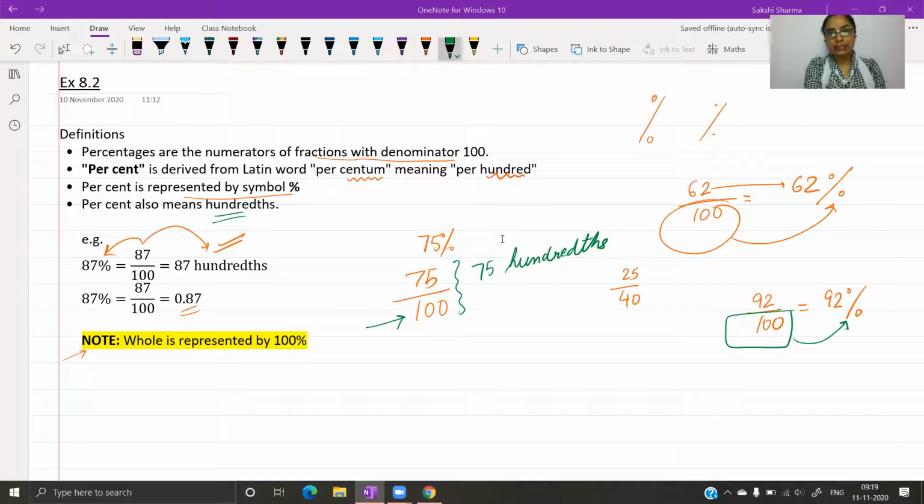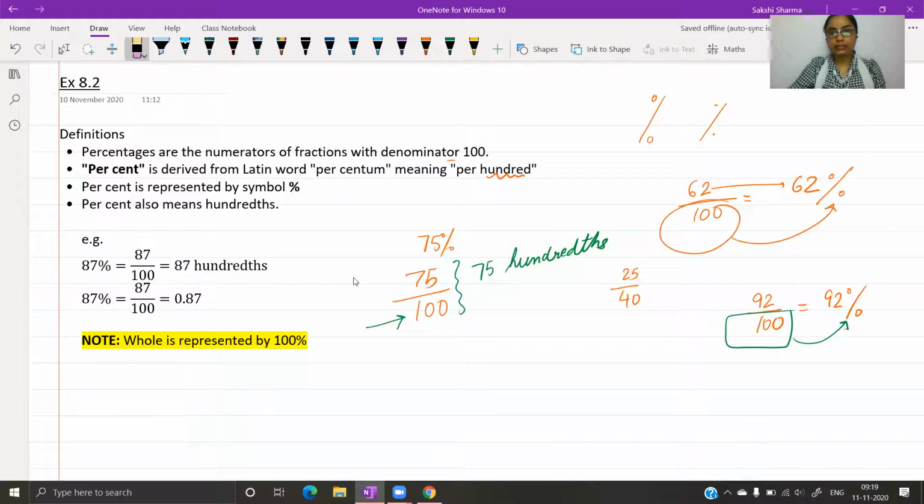Excuse me. Yes, Sahaj, that's correct. This is how we will be showing it, but we will not just write down into 100. We will be writing down into 100%. Yes. Ma'am, how will be the percentage of fractions which has no denominator 100? That's what we are going to do now.